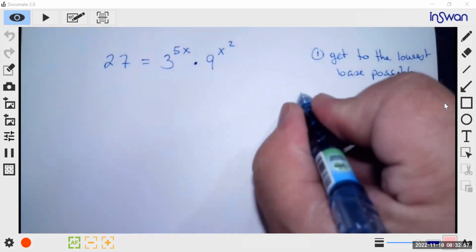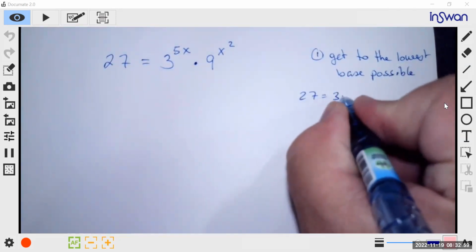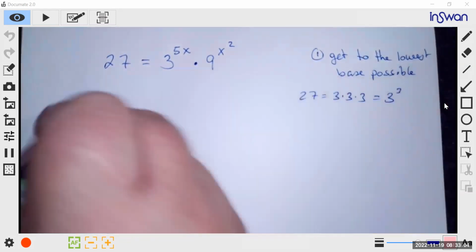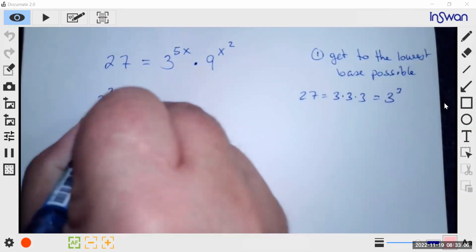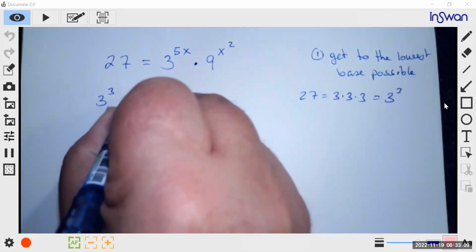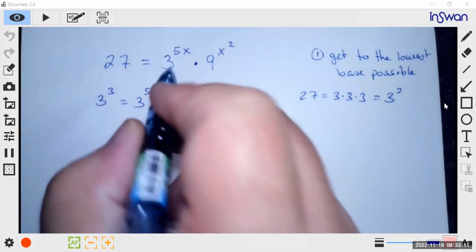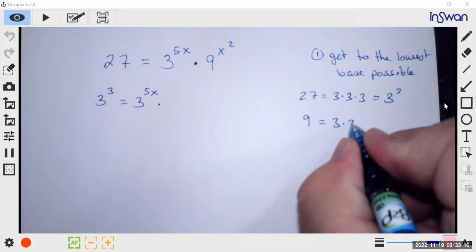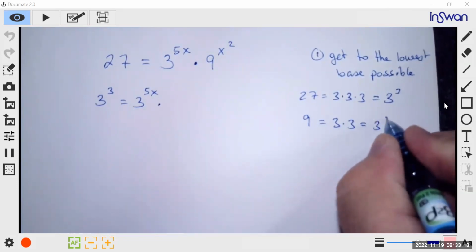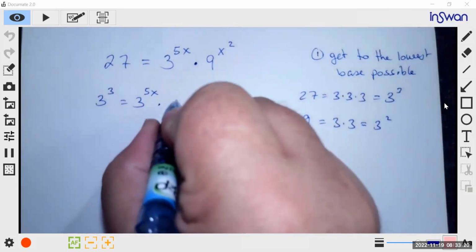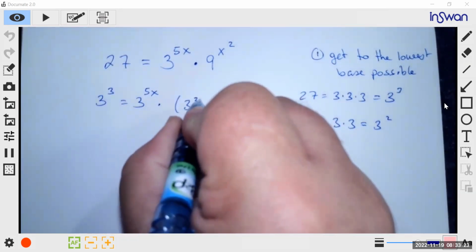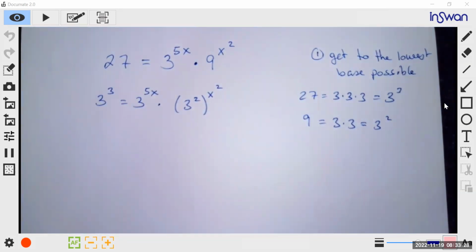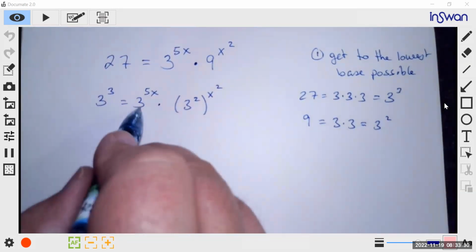So 27 is 3 times 3 times 3, or 3 to the third. Three is as far as it can go. That 9 is 3 times 3, which is 3 squared. So 9 is 3 to the power 2, to the power x squared. Now that's a good sign. They're all base 3.